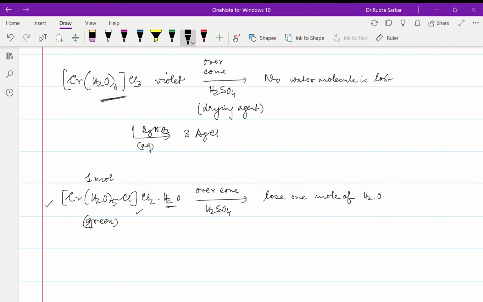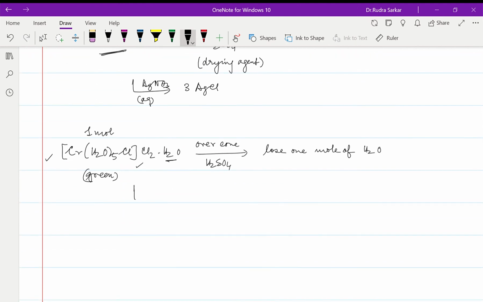Okay. Similarly, if you were to add AgNO3, can you tell me how many ions of chlorine will be precipitated out? Outside the coordination sphere, how many chlorine are there? 2. So you will say 2 AgCl, or 2 moles of AgCl will be given out from this complex. Is it clear? Yes, sir.